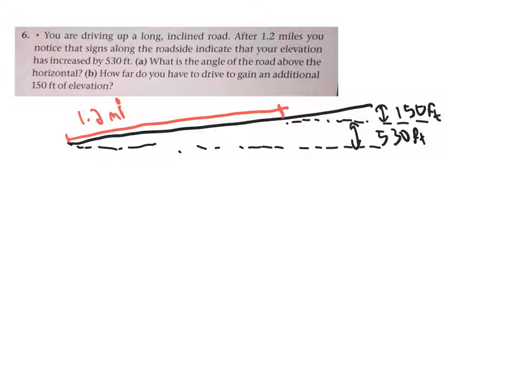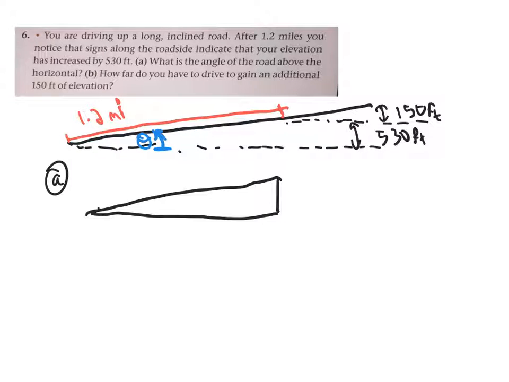And then finally, I guess we should say that the angle, which is what they're asking for, the angle of the road above the horizontal, I'm going to call theta. I don't know its value yet, but that's what we're going to figure out. All right, so in part A, we want to say that we have a triangle. I'm going to redraw the triangle. It doesn't have to be the same scale or anything. I'm just trying to make my triangle explicit.